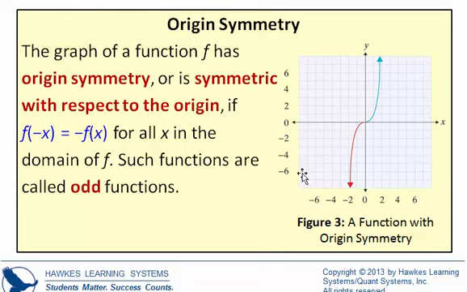These are a little more difficult to look at a graph and determine whether you have that type of symmetry. And so oftentimes, when we're talking about symmetric with respect to the origin, we fall back on this statement, f of negative x is equal to negative f of x, to prove that a function has this type of symmetry.